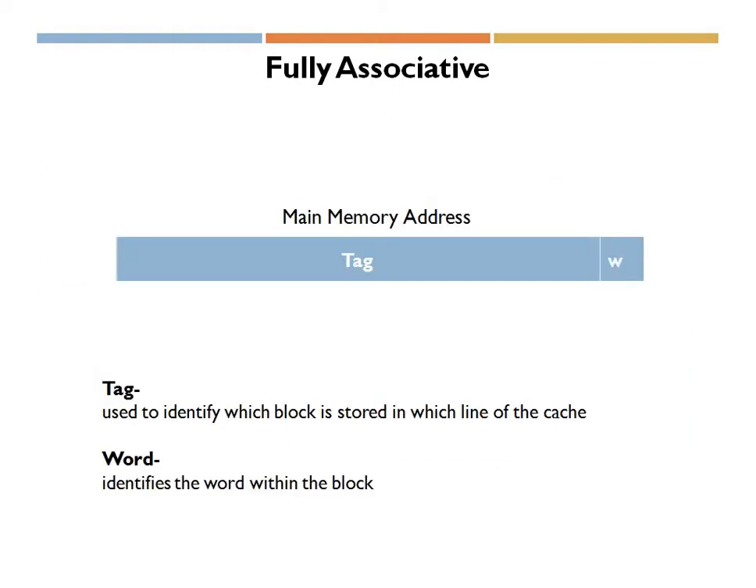My main memory address is going to have 2 sections: the tag section and the word section. The tag is again going to identify which block is stored in which line of the cache, and the word is going to identify the word within that particular block. If I represent this in a 24-bit address, the tag is going to occupy 22 bits, whereas the word is going to occupy 2 bits.